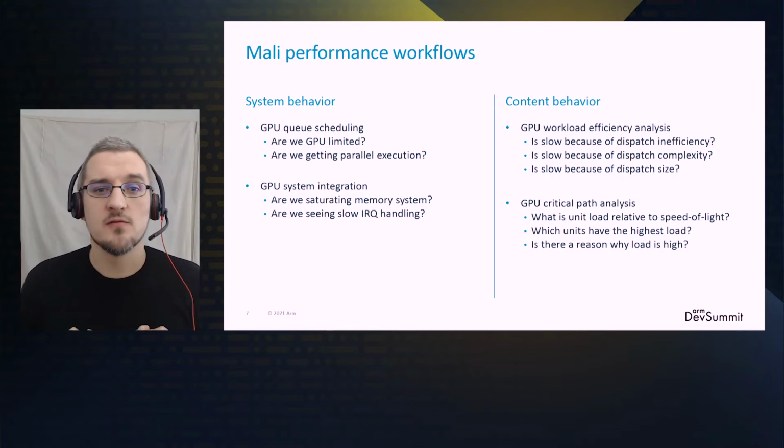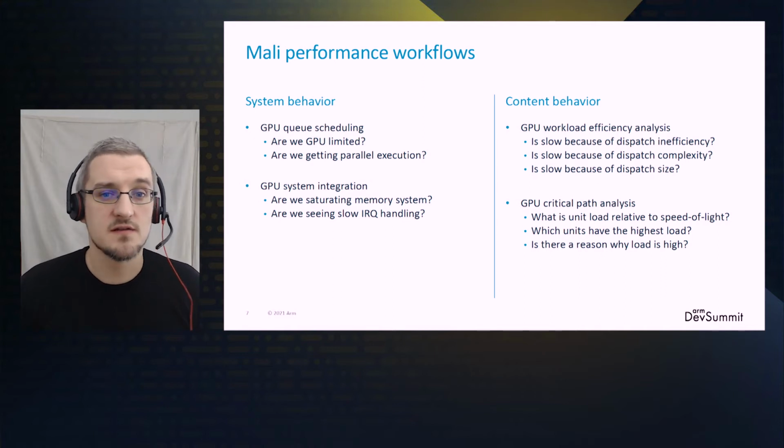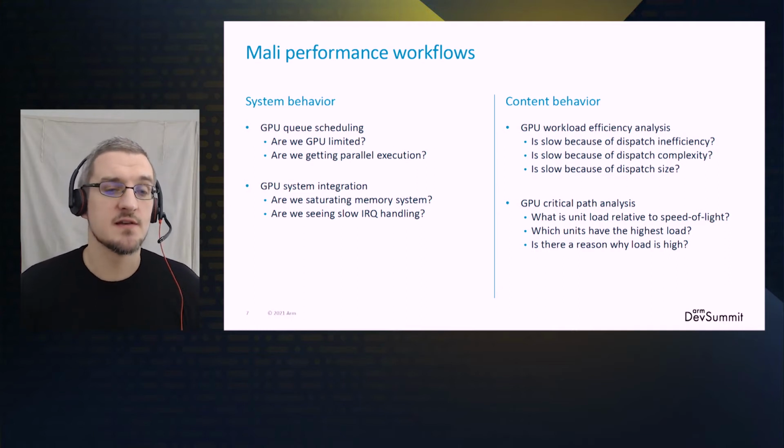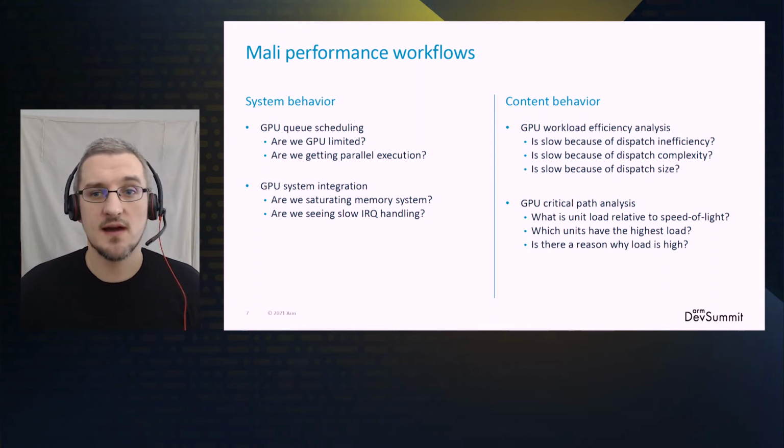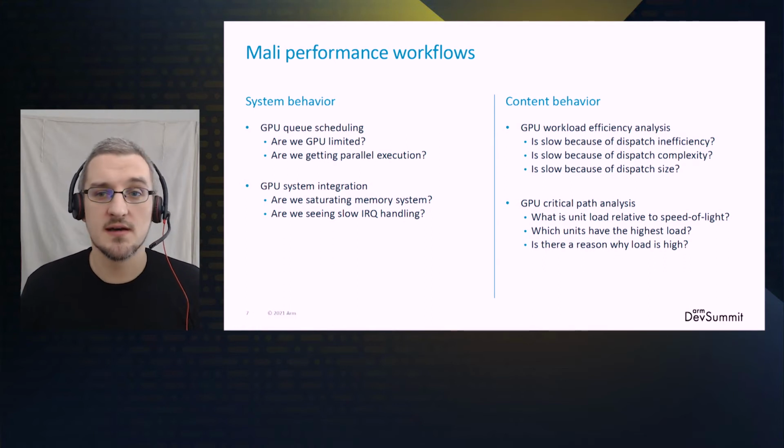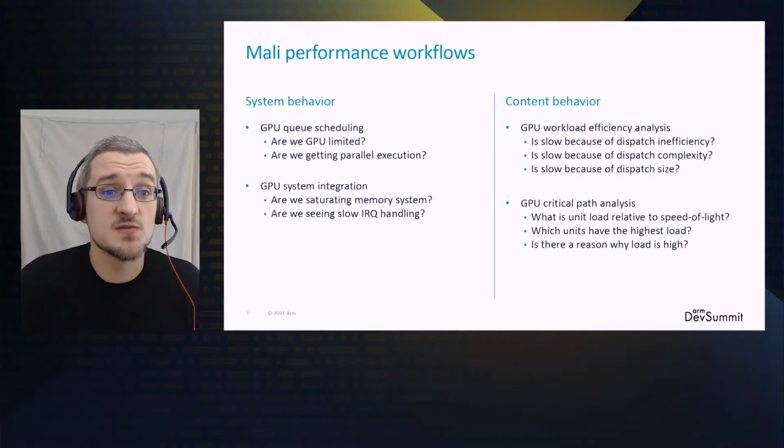The counters that we have really try and fit 4 workflows: 2 for system behavior, 2 for content behavior, and different sets of counters are useful for the different workflows. On the system side, there's really 2 behaviors that we're interested in. One is scheduling. So how is the GPU being used by the application? The first question would be, are you actually GPU bound? Or is your bottleneck on the CPU or somewhere else?